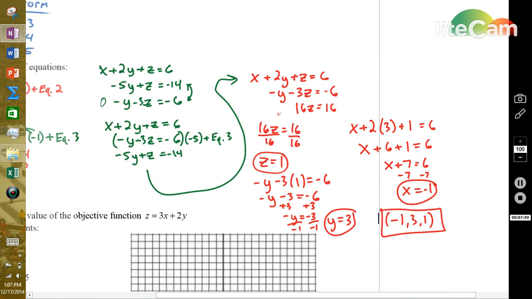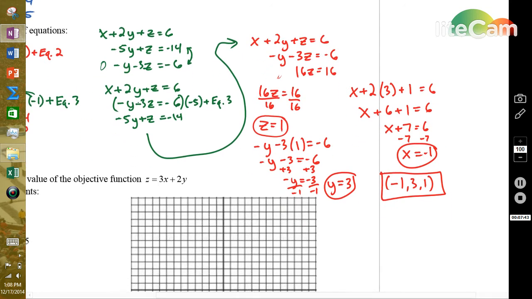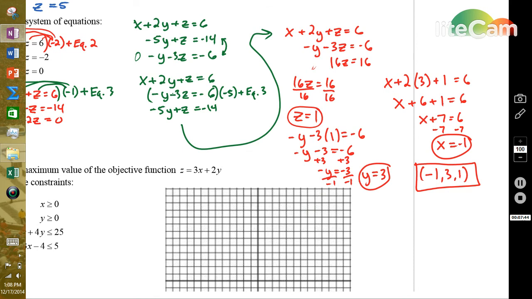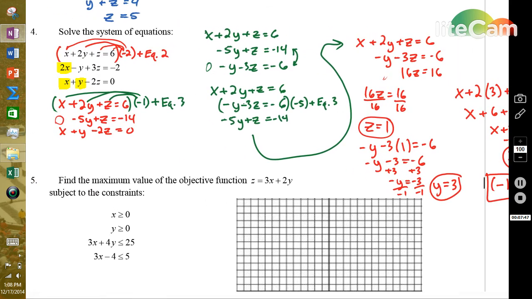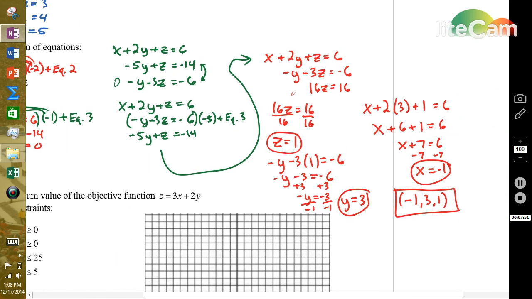If you are not confident that your answer is correct, take this solution for x, y, and z and plug them into all 3 equations to see if it works for all 3 equations. So you can check this answer before you turn in your test.